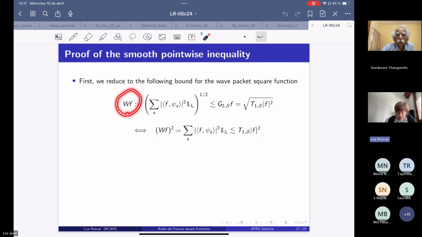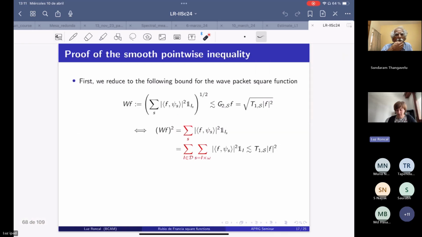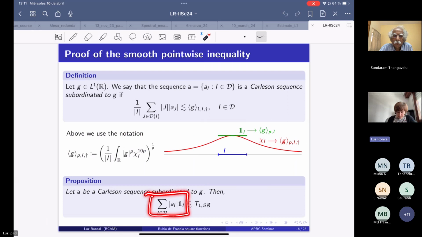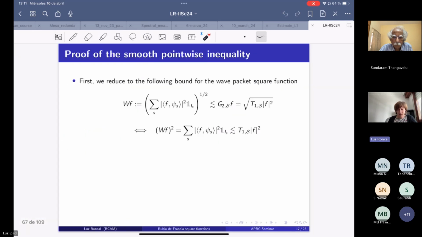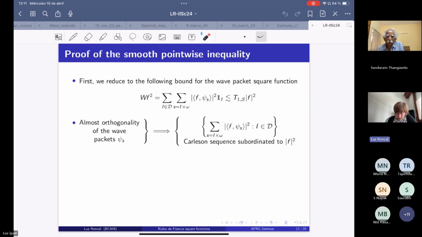So our goal is to get this estimate, or equivalently this estimate, where these are the wave packet time frequency model. Now let me rewrite this, because here we are summing over all tiles from the decomposition. So actually we can write this sum as a sum over all tiles I times omega, where the intervals come from a dyadic family. So this is actually the form of this operator here, and the inner sum represents the sequence.